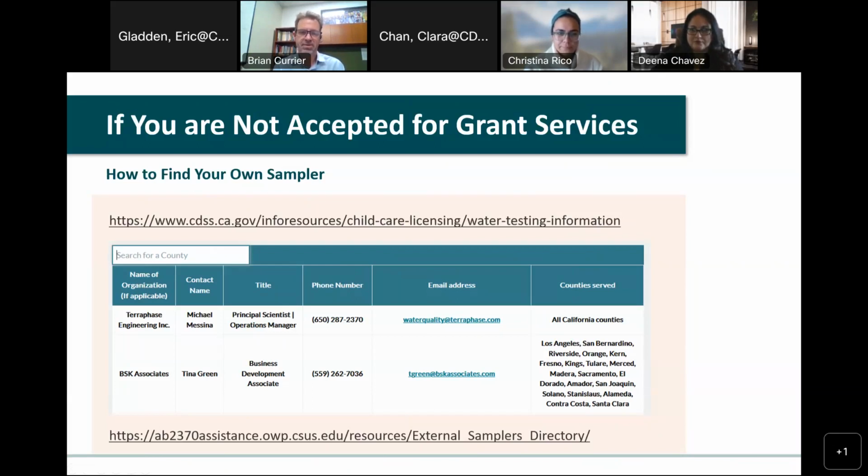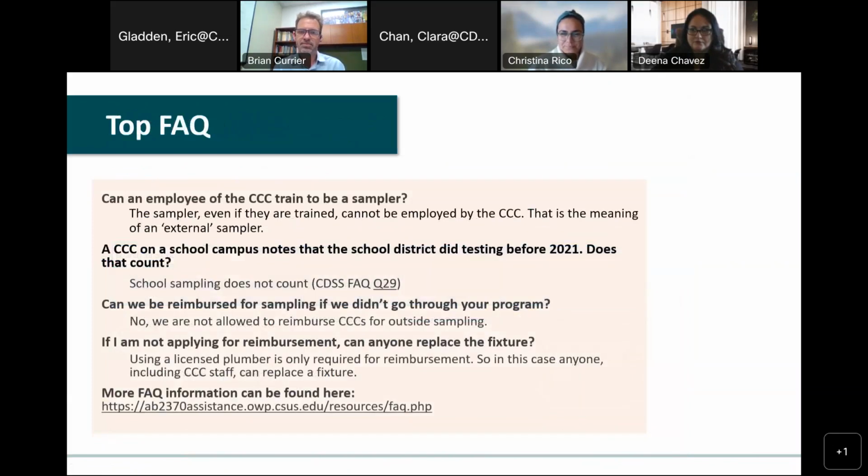Next slide. Excellent. So these are some of the top frequently asked questions received. Take a look at the first question. It is, a center wants to have an employee act as a sampler. Can they? Well, the answer is no. Samplers selected by the center may not be internal or in-house. Rather, they must be an external sampler with no affiliation to the center.